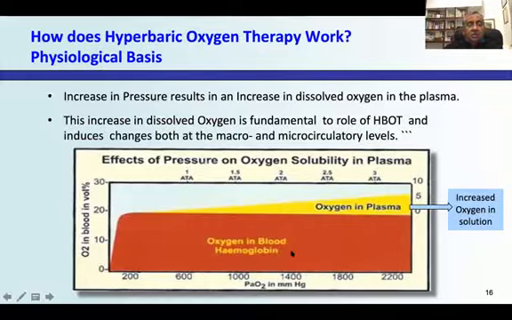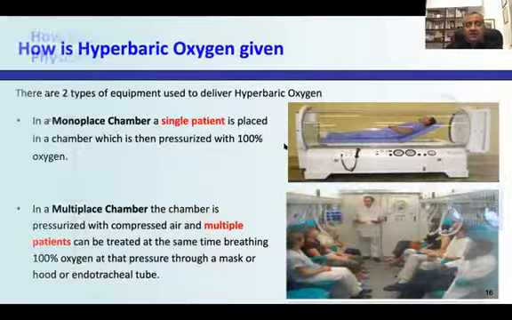This slide shows the oxygen hemoglobin solubility in plasma. And as the pressure increases, the amount of oxygen which dissolves in plasma increases. And you can see the area in yellow. This is the additional increased oxygen which is in solution. And if you look at the pressure of 2.4, 2.5, or 3 ATA on which we treat, this entire yellow oxygen content will be delivered, and this causes changes at both the macro and the microcirculatory levels.